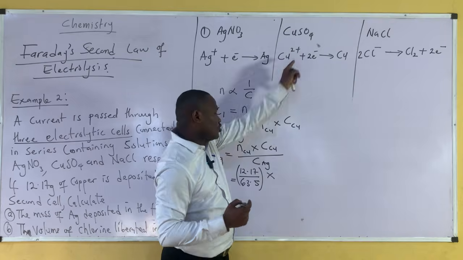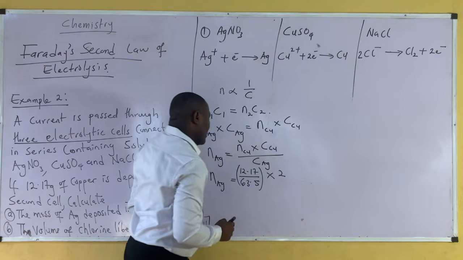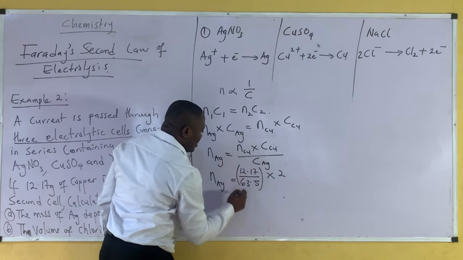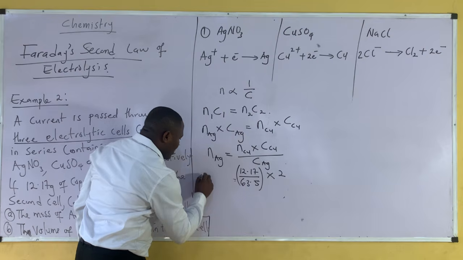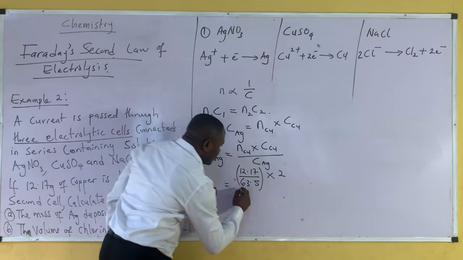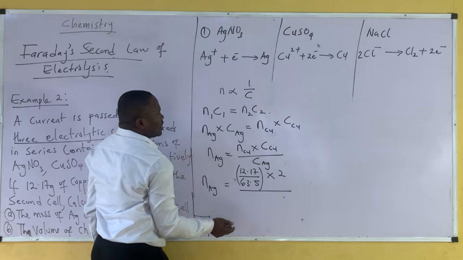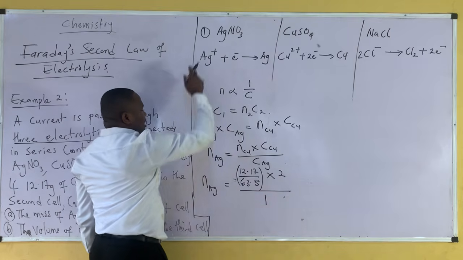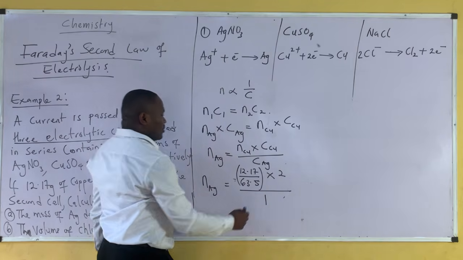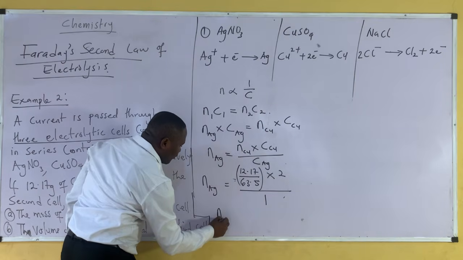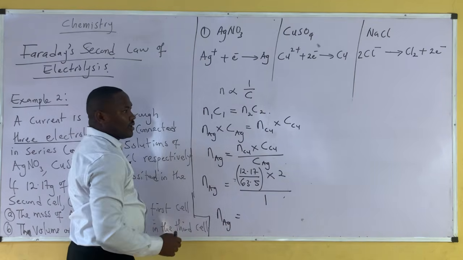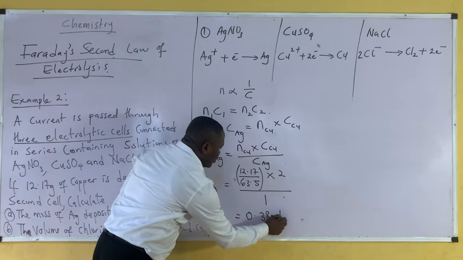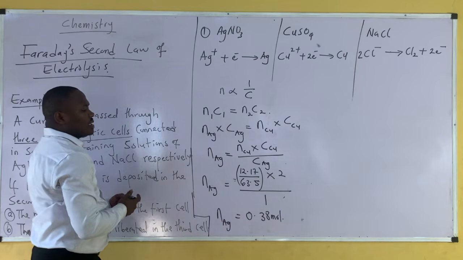The charge of copper is 2, so times 2. Now let me do it this way: the mole of silver is equal to this, divided by the charge of silver. The charge of silver is 1. So what would be the answer to the mole of silver? The mole of silver is equal to 0.38 mole.